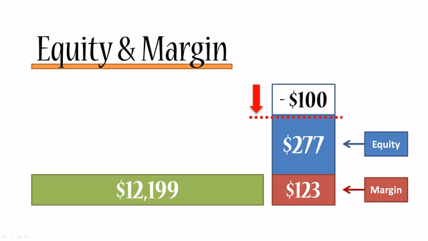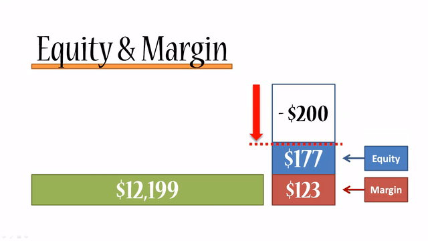So for instance, your equity has gone down by 100. Now your available equity is only 277. So if you want to conduct any more transactions, you'll only have that 277 equity to work with. Next, if the market keeps going against you, your equity keeps reducing. As you can see, the green money that was borrowed has not been touched yet, neither has the margin.